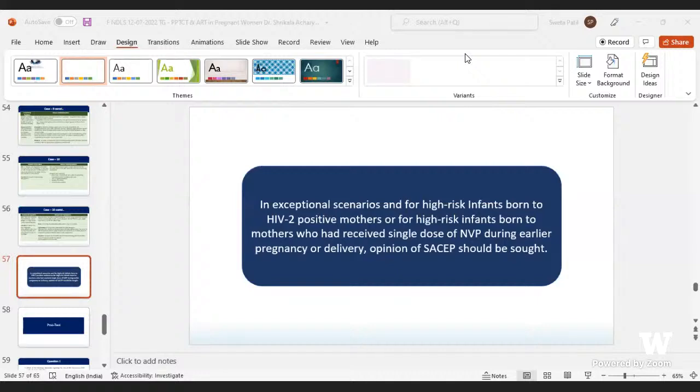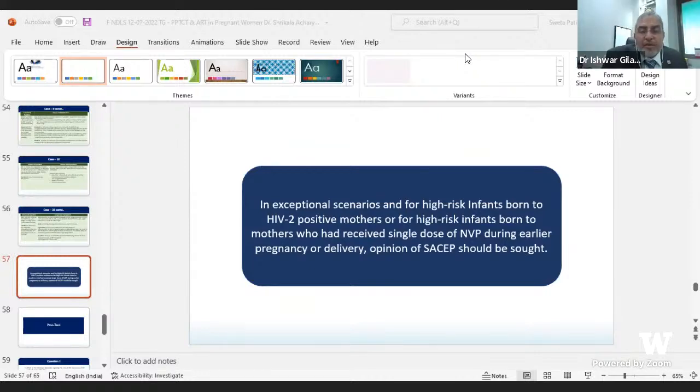Suppose a woman whose treatment failed on first line ZLN and is put on second line TLD subsequently becomes pregnant. Will zidovudine or nevirapine help in preventing infection in the baby? No, in case nevirapine was not used earlier, it can be given. But if TLE is failed, then nevirapine will also fail because it is from the same class and there's a class resistance. So it will not work.